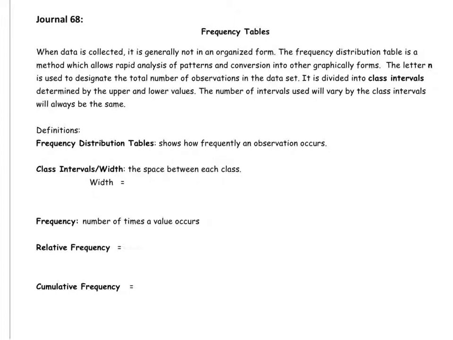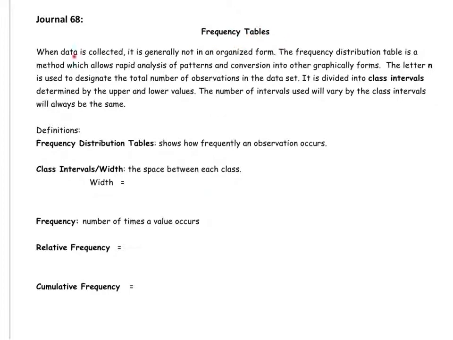So we are going to be talking about how to make 3 different types of graphs today. We're going to be talking about how to make a frequency table, how to make a pie chart, and how to make a histogram, which is a type of bar graph that has no gaps. But let's start with the frequency table.